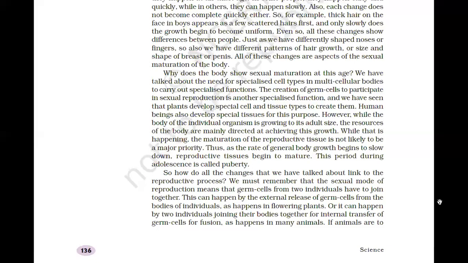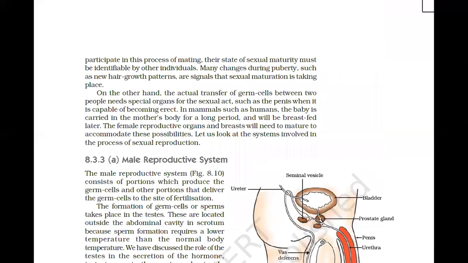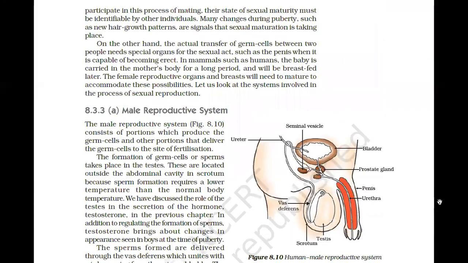happens in many animals. If animals are to participate in the process of mating, their state of sexual maturity must be identifiable by other individuals. Many changes during puberty, such as new hair growth patterns, are signals that sexual maturation is taking place. On the other hand, the actual transfer of germ cells between two people needs special organs for the sexual act, such as the penis when it is capable of becoming erect.